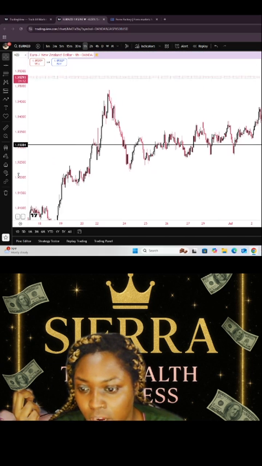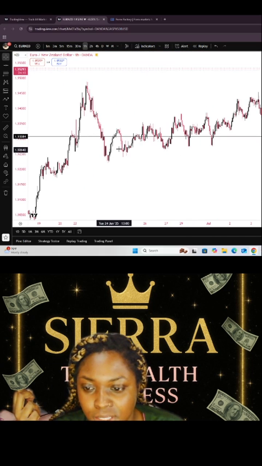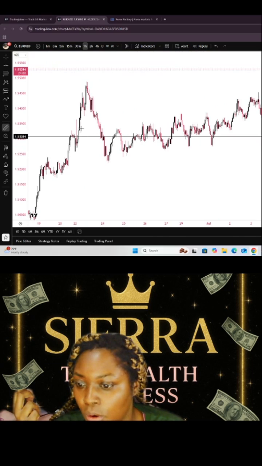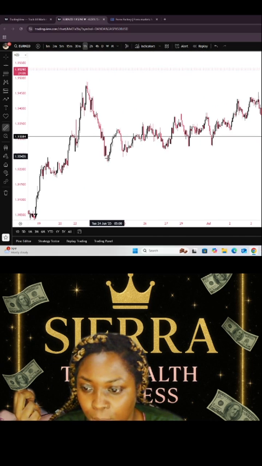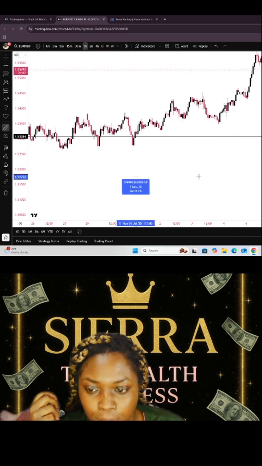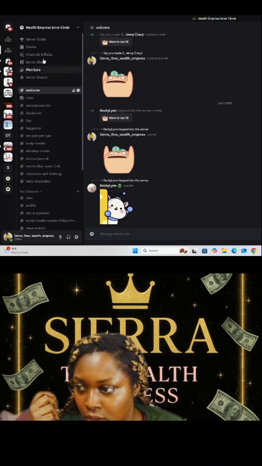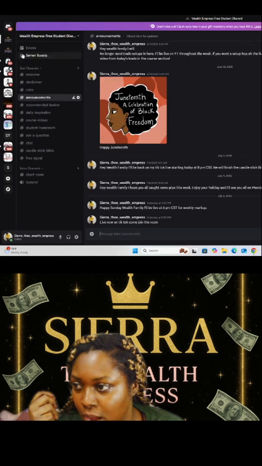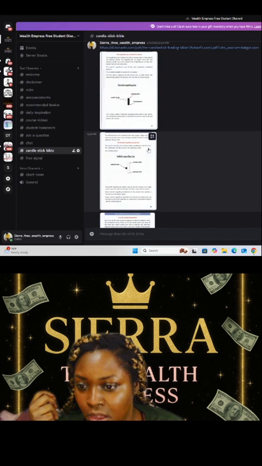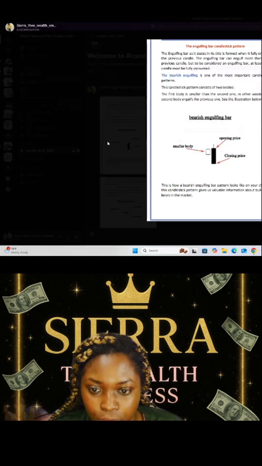So here, price is at my zone. We're on the hourly. Price came underneath the zone. It came back up to the zone. My price action, let's go over here real quick. We went over the candlestick Bible, okay? And these are our patterns that we're looking for.